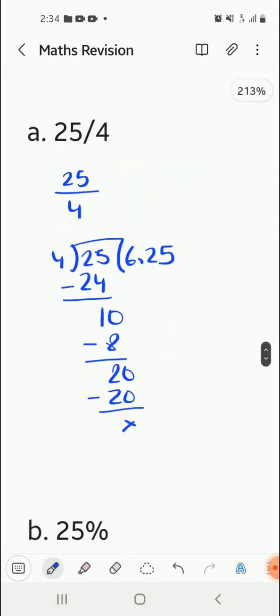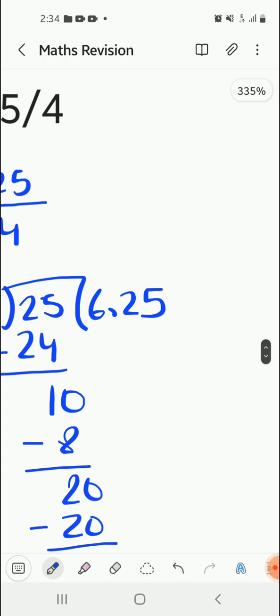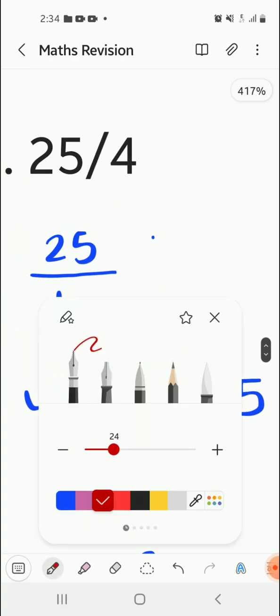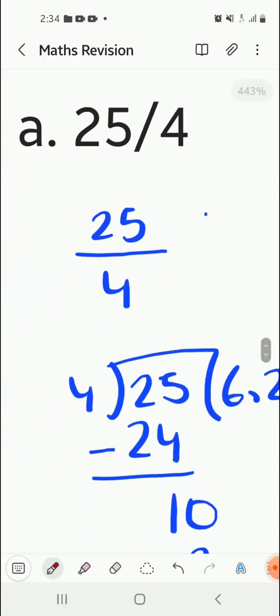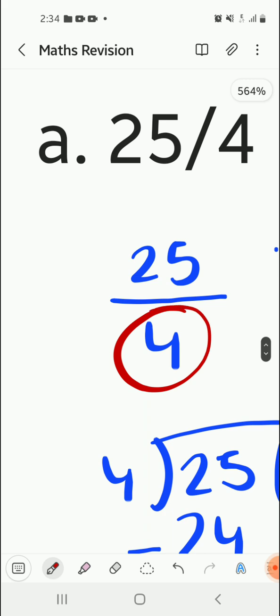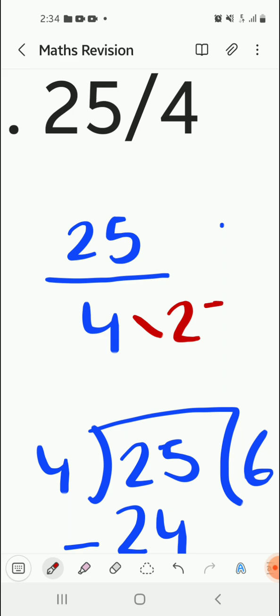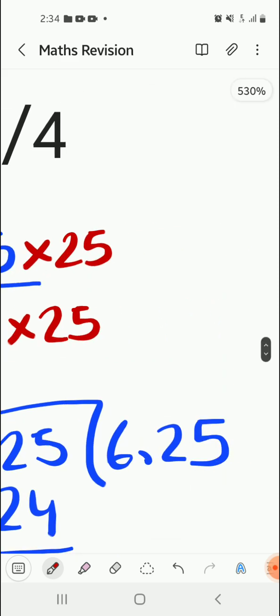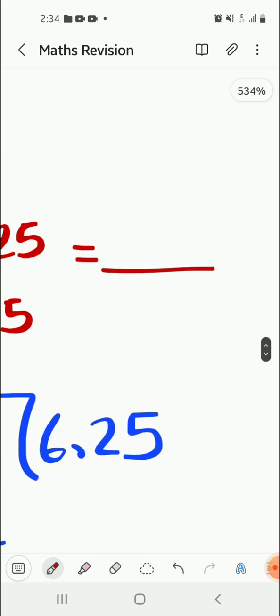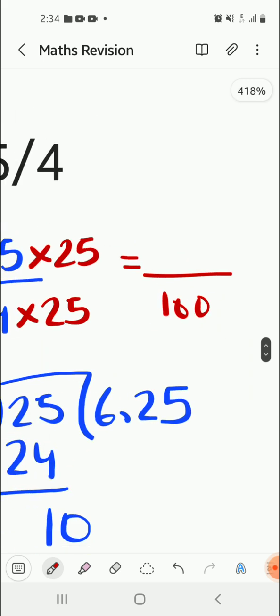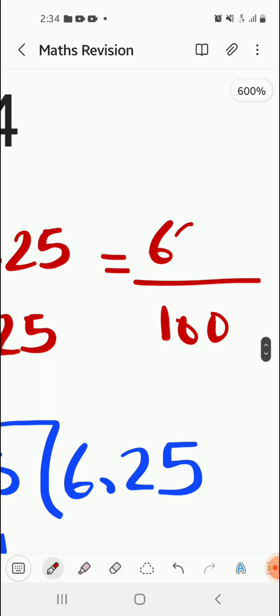So this is one way which we can follow. There's also another way you can follow, that is simply 25 by 4 that you have got. Try and make the denominator a multiple of 10, that is 10, 100, 1000, something like that. 4 into 25 is 100. So multiply 25 in the numerator as well. Doing so, we get 4 into 25, 100. And 25 into 25, we get 625.